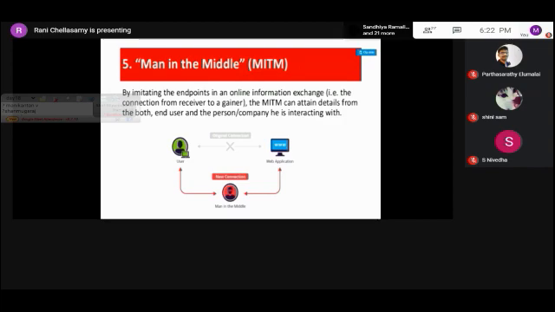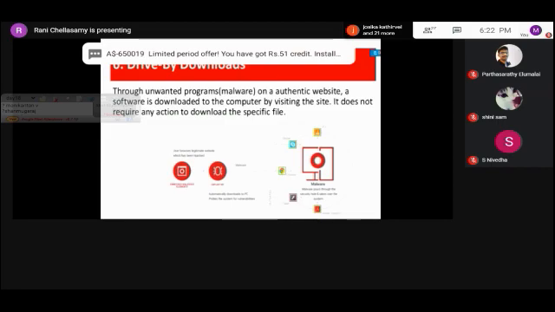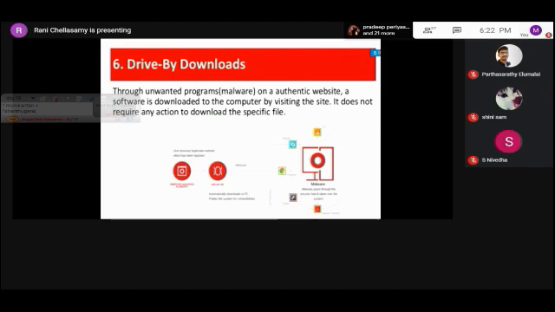Drive-by downloads we have also seen; this was unwanted software. Whenever software is downloaded to the computer, this malware or attack will get into your system so that it will spread widely, and it does not require any action to download the specific file. Whatever file you actually wanted to download will not be received by the user.